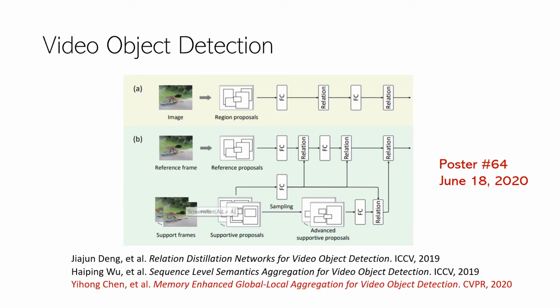It can also benefit the problem of video object detection, where the main dataset is the ImageNet VID. Now, all top methods on ImageNet VID are based on self-attention models. In particular, we will present a method at this CVPR conference, which achieves the best accuracy on this dataset. If you are interested, please come to our poster, number 64, on Thursday.